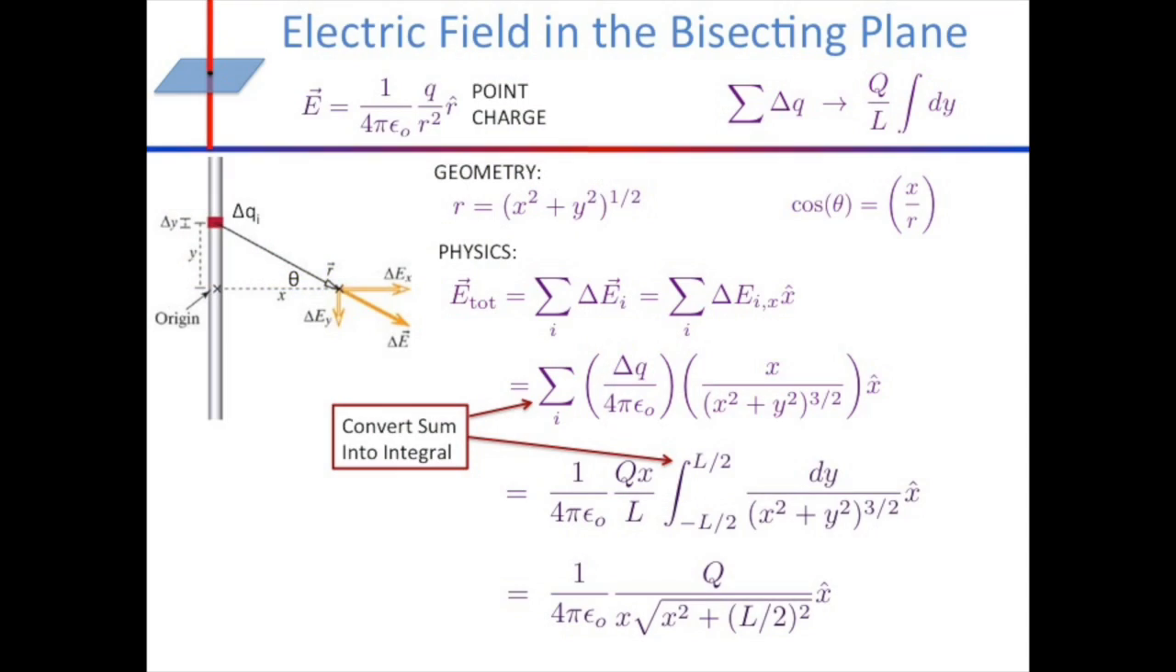So here's the piece we're using, that sum over delta q becomes q over L integral dx. Why do I have a dy there? Right? On this slide I have a dx, on that slide I have a dy. Why is it a dy? Yeah?